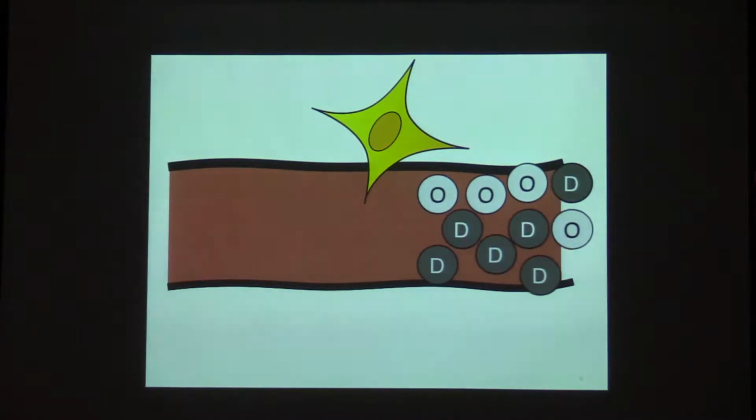Now, when the neuron is active, you would think that because of utilization of oxygen, some of the oxyhemoglobin will convert to deoxyhemoglobin. So now you have more deoxyhemoglobin than oxyhemoglobin, yes? So is that how BOLD fMRI works? Yes? No? No, that is not how it works. Unfortunately, we have to make things complicated.